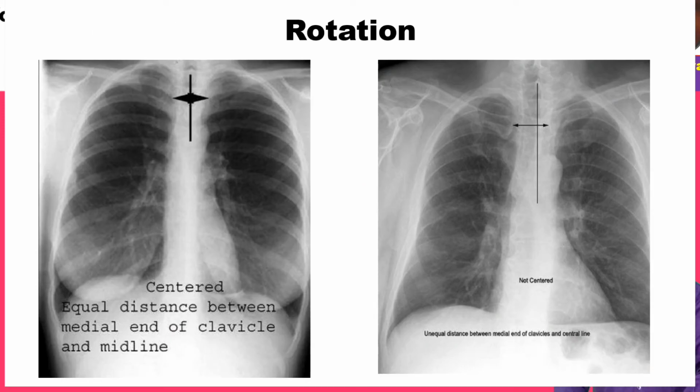And you can see in this picture there is a similar distance from the spinous process, while in this picture the right side is more than the left side for the clavicle. This is the clavicle, the medial end of the clavicle, and this is the spinous process. So this is a rotated picture.